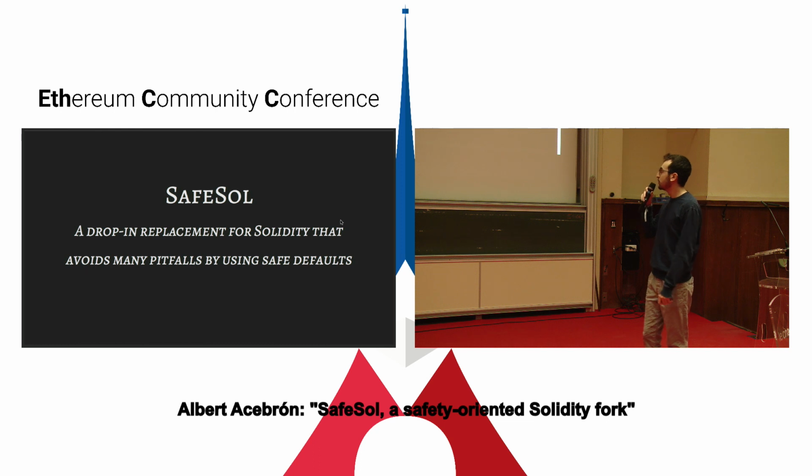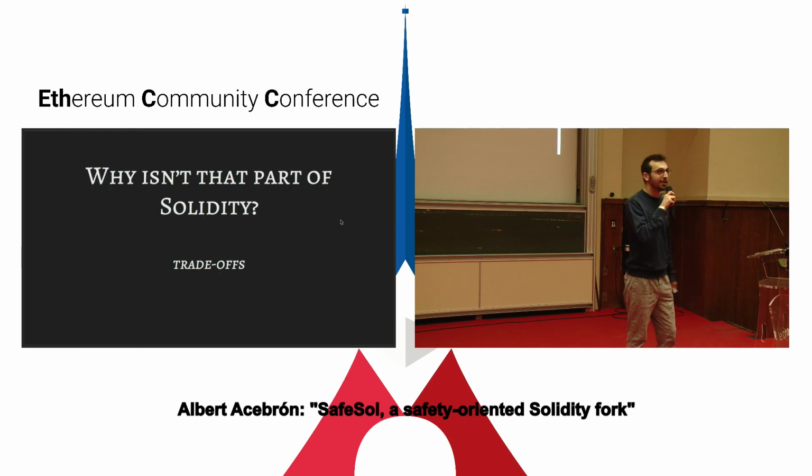But the output tries to fix many pitfalls that are pretty common in smart contracts, by using safe defaults or making some decisions that have trade-offs for you. So you may be wondering: if such a thing exists, that it magically fixes your contracts and makes all your contracts secure, this miraculous thing that fixes everything, why isn't that already part of Solidity? Why isn't everyone using it already?